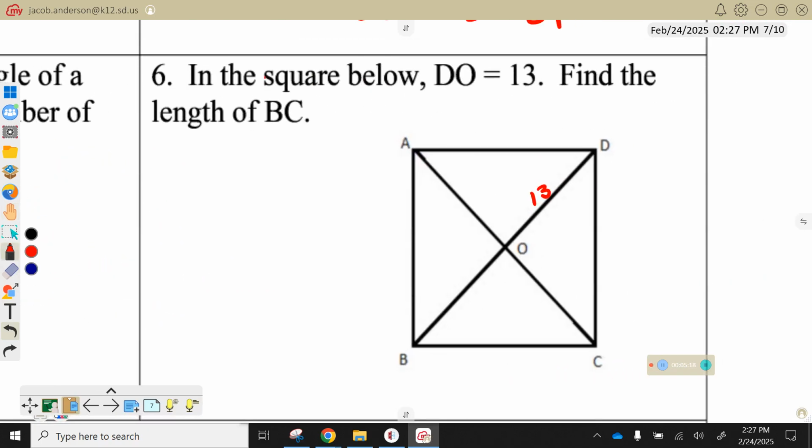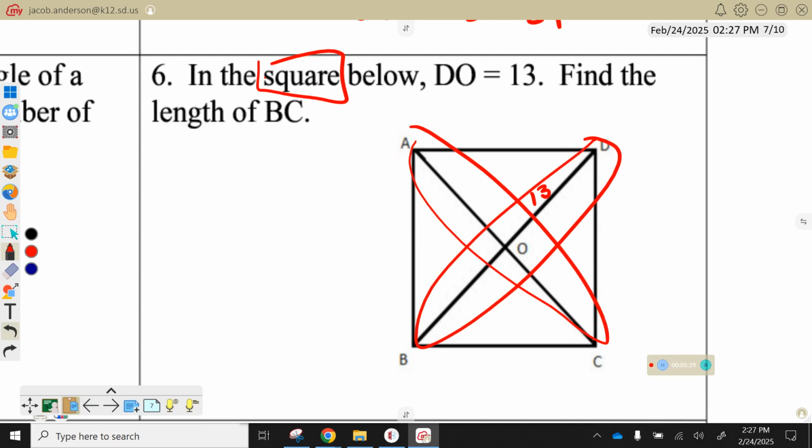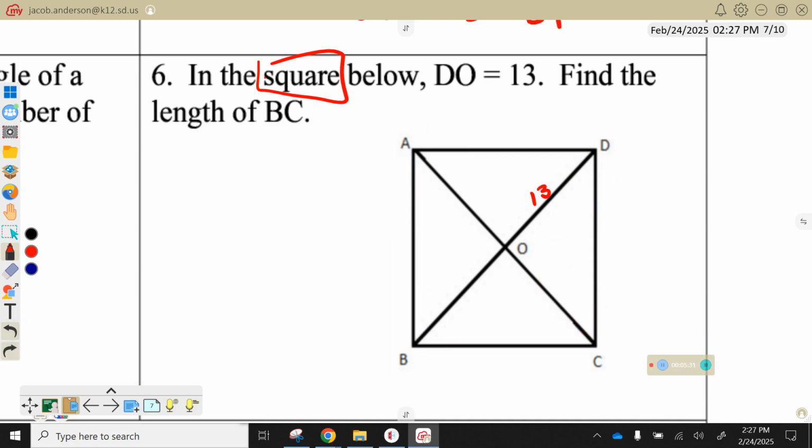Number 6, it says in the square below. Square is important. Let's start there. A square means that we have two properties that are true. Our diagonals are congruent to each other, so the length from here to here is the same as the length from here to here. That's our rectangle property. But then also, parallelogram properties state that our diagonals bisect each other. So that's bisected, and since these are all the same, we can mark it like that because the diagonals were congruent as well. So all 4 of those pieces are the same, which means this is 13, 13, 13, and 13.